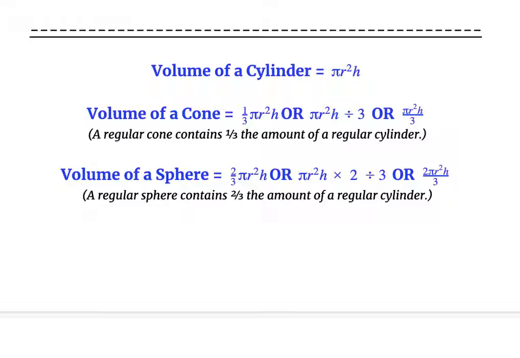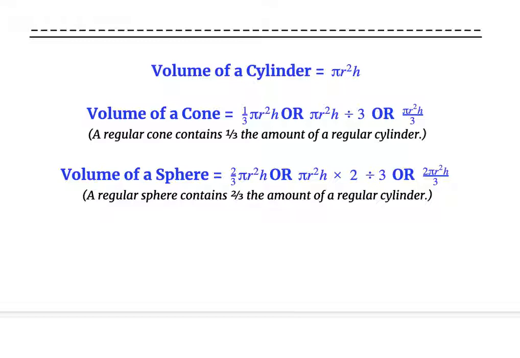So kind of cool that a cone and sphere can fit inside a cylinder when you have the same height and width. Obviously, if you have a super tall cylinder, it's going to fit way more than that. But if all three have the same height and width, that's how they're related to each other. So that's a way that you can visually remember how their volume formulas are related to each other.